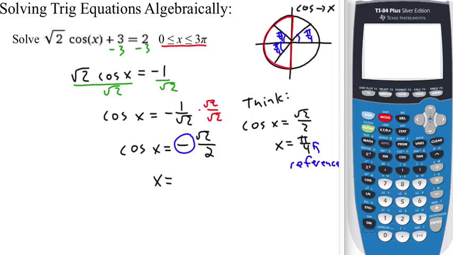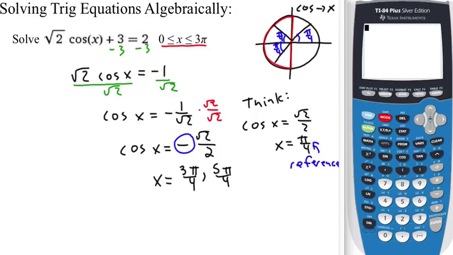Pi over 4 short of pi is just going to be 3 pi over 4. Pi over 4 more than pi is just going to be 1 extra pi, which is just 5 pi over 4. Excuse me. So now if I was going between 0 and 2 pi, I would have all my answers, I'd be done.